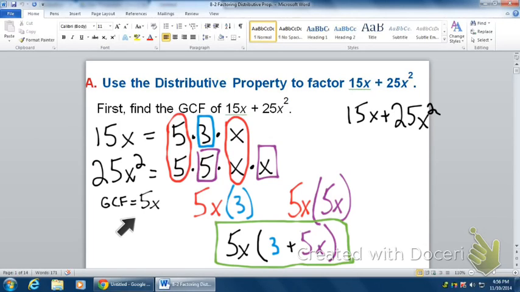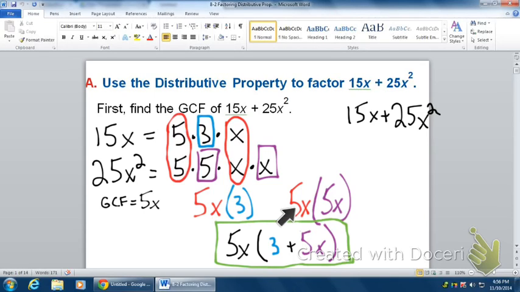Okay? Now, to use the distributive property to factor, all we did was write our greatest common factor times whatever we had left for our term. For 15x, look at our blue. 3 was the only term we had left, so we just put that in parentheses and multiplied it right there. Same thing for our 25x squared. We had 5x in purple. That's all the remaining terms that we had. So all we did was write 5x right here times our greatest common factor of 5x.